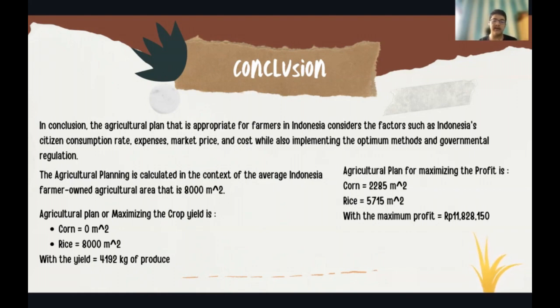For the agricultural plan for maximizing the crop yields, corn is equal to 0 and rice is equal to 8,000 meters square, with the yield of 4,192 kilograms of produce. The agricultural plan for maximizing the profit is corn equals 2,285 meters square and rice is 5,715 meters square, with the maximum profit of 11,828,150 rupiah.